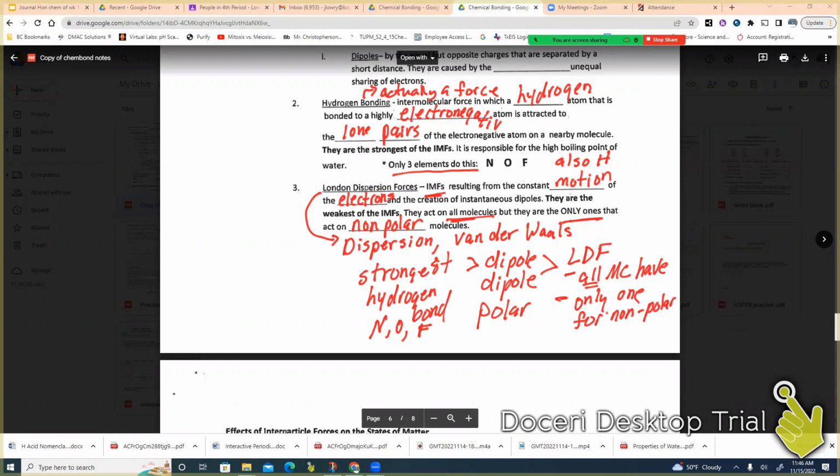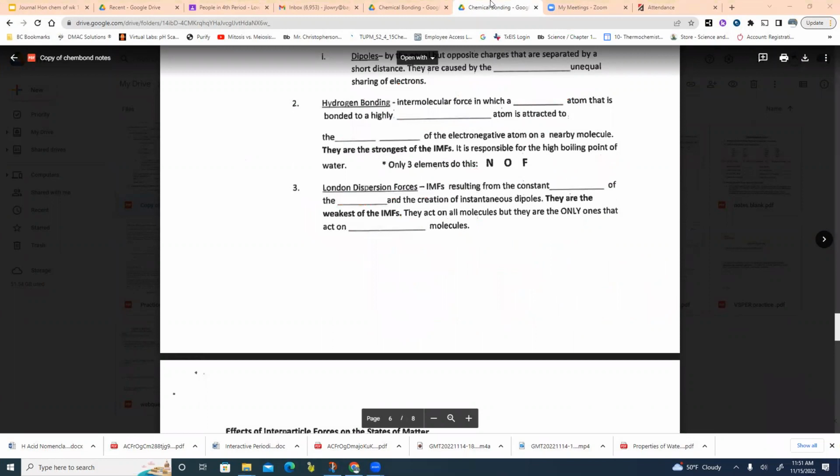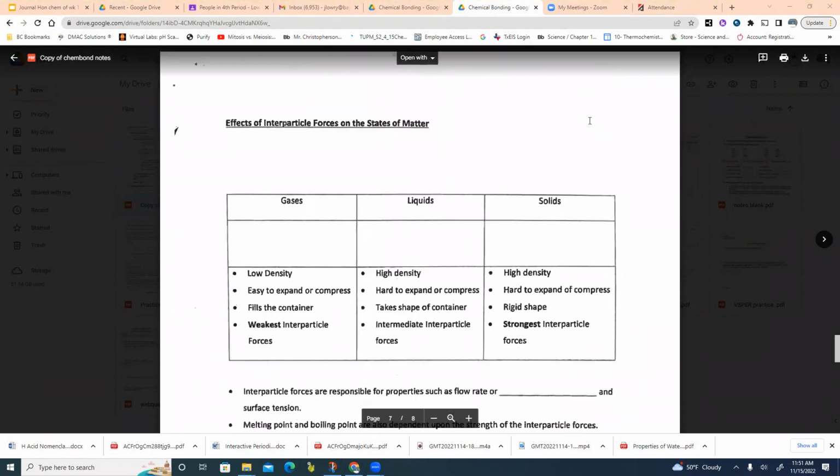So once again, if you're asked what kind of forces are holding water molecules together, you should say hydrogen bonding, but then you should also say London dispersion forces, because those are part of everything that's held together, polar or non-polar. Right. Any questions on that? All right, over to our next page, and we're going to look at phase changes and phases and how they're affected.